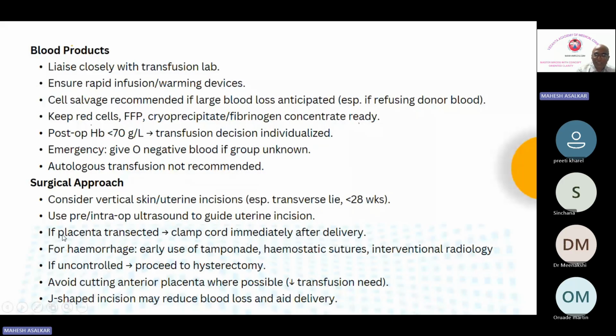We had a total discussion on one of the SIPs last time, so I have already uploaded that. Please listen to that again. Okay. If there is hemorrhage, use early tamponade, hemostatic sutures, interventional radiology. If it is not controlled, proceed for hysterectomy straight away. Okay.